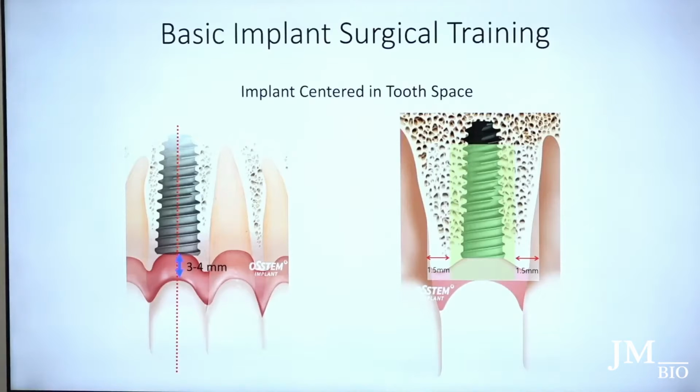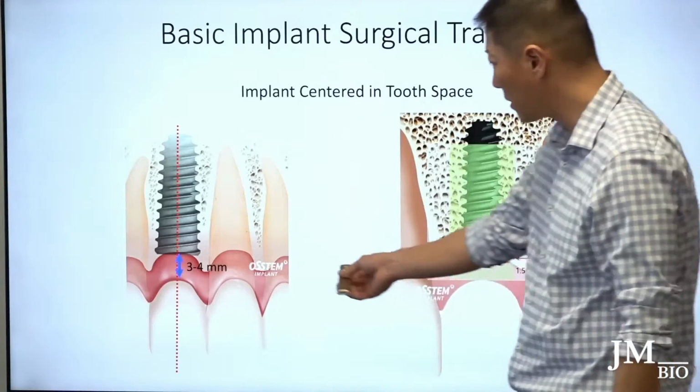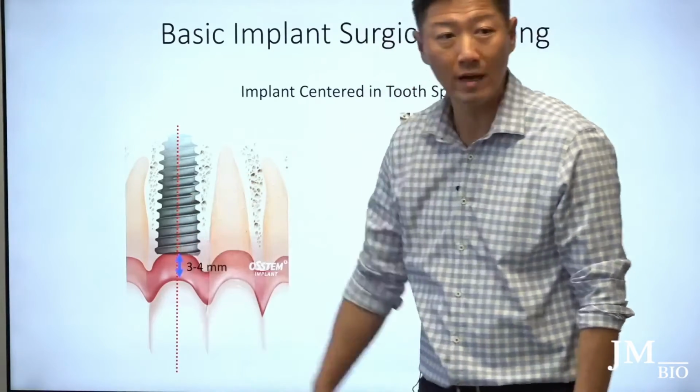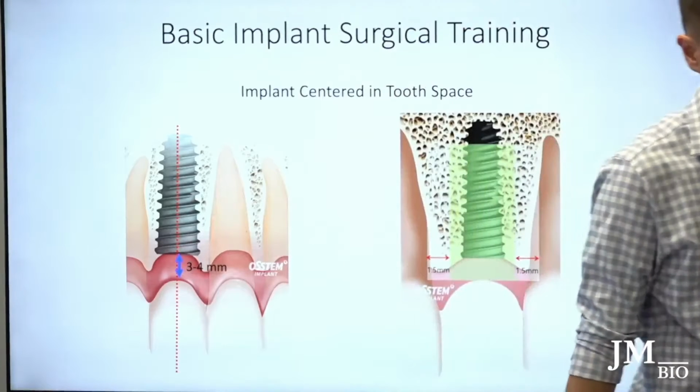It depends upon the buccal plate. Especially on anterior cases, and as I said, it's very tough, but you go to the depth of where the buccal plate is here. You want to match this, because you have to remember the biological width is always going to be there, right?